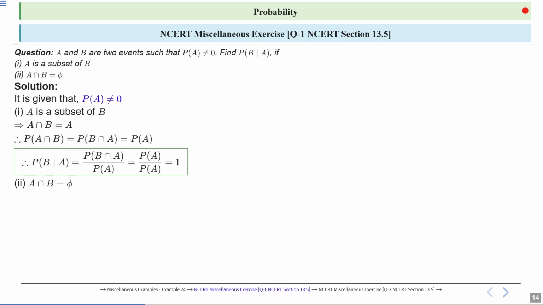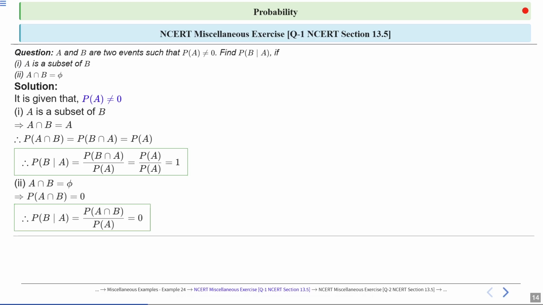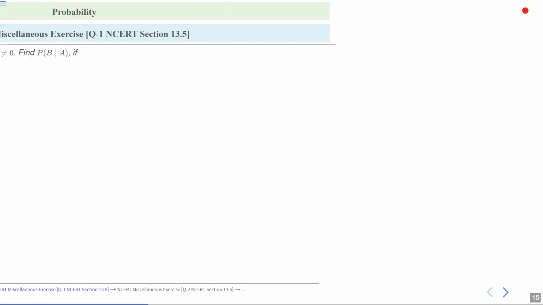Now look at the second part of this question. Here A intersection B we are taking empty. So probability of A intersection B is now 0. Therefore, probability of B given A equals probability of A intersection B divided by probability of A, and here probability of A intersection B is 0. So 0 divided by a non-zero number is basically 0.